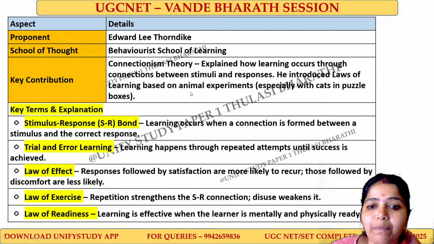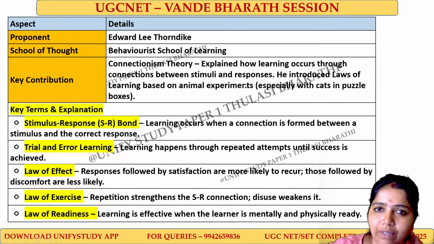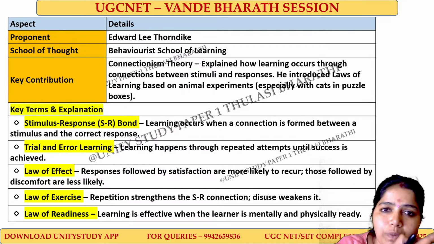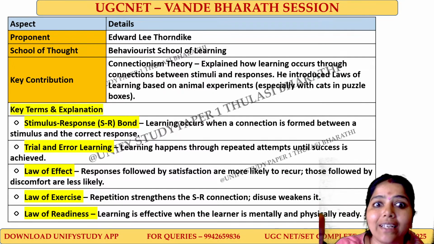Here learning was being based on experiments. Here they have given the scientific things they have done. The contribution areas which we have to remember from the exam point of view are stimulus and response. Always learning occurs when a connection is formed between a stimulus and a correct response. So stimulus should be there and the correct response should be connected. That is one term used in Thorndike's theory.